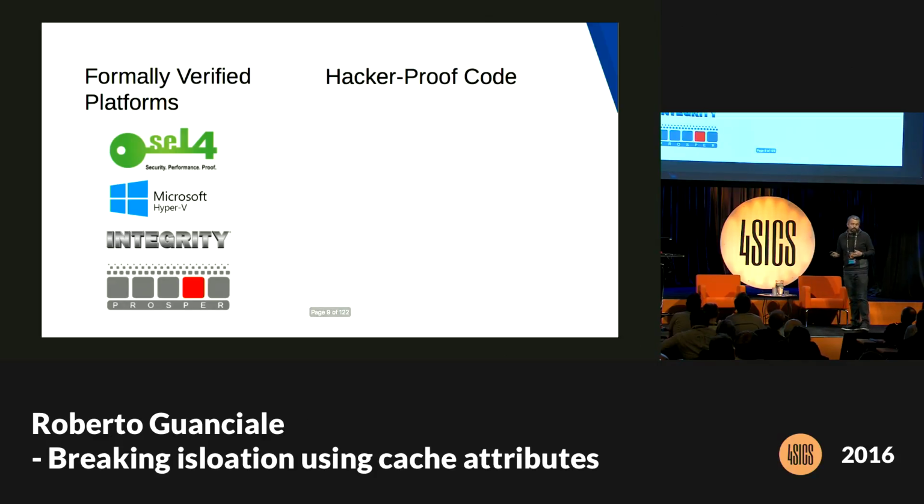And I'm involved in two projects that have this kind of goal. One is PROSPER, the other one is ASPOC. They basically focus on formally verifying hypervisors for embedded systems, basically smartphones. So what do I mean by hacker-proof code? We basically define formal models, mathematical models of the system. These are basically mathematical equations. And then we provide a proof that the system is secure.